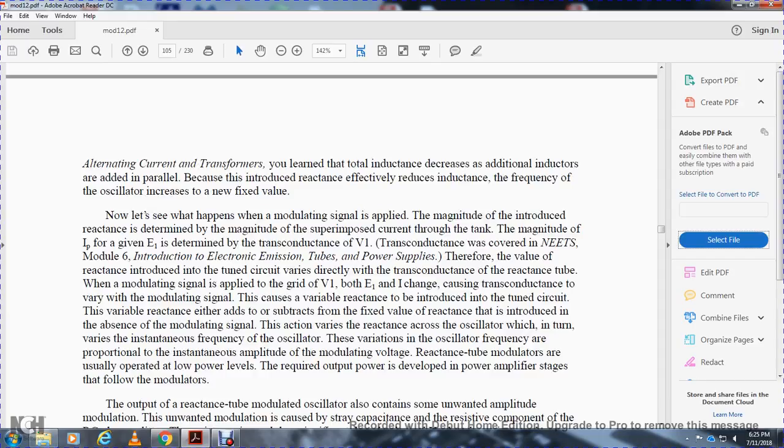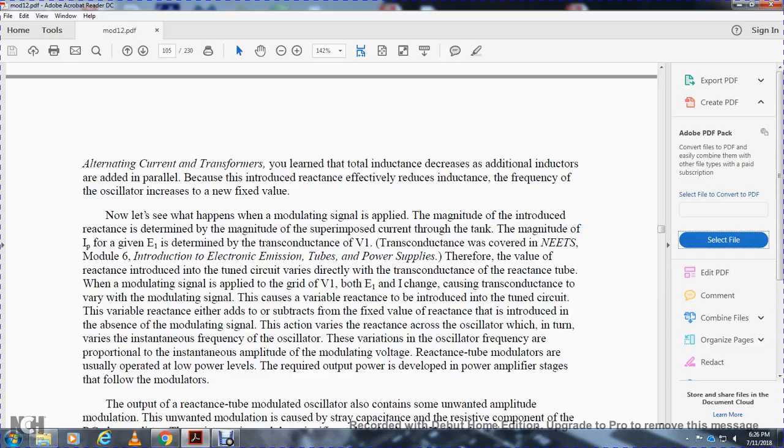Alright, now let's see what happens when the modulating signal is applied. To determine the magnitude of the introduced reactance, determine the magnitude of the superimposed current through the tank, which depends on the amperage for the given voltage V1. That means determining the transconductance of V1. Transconductance was covered in NEETS Module 6, Introduction to Electron Emission, Tubes, and Power Supplies.